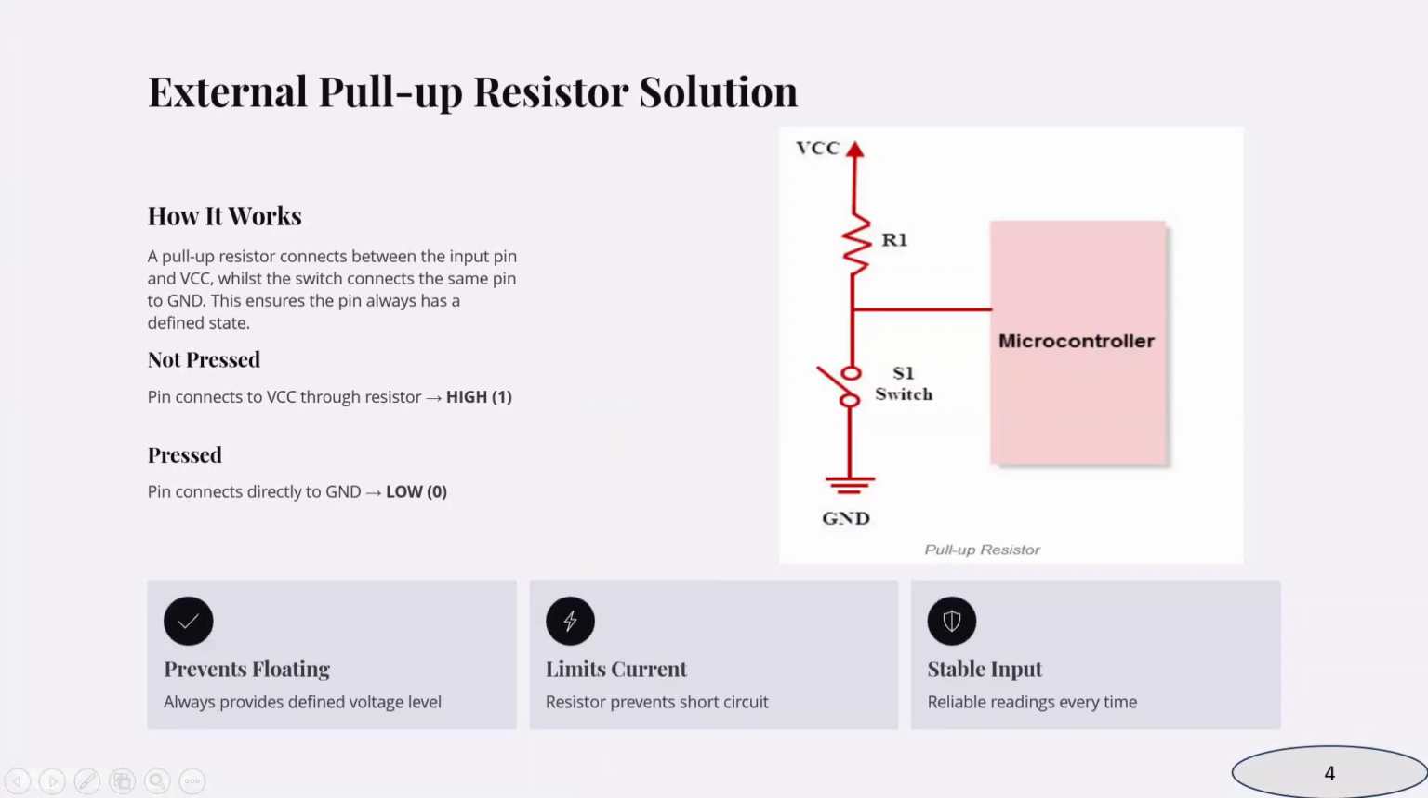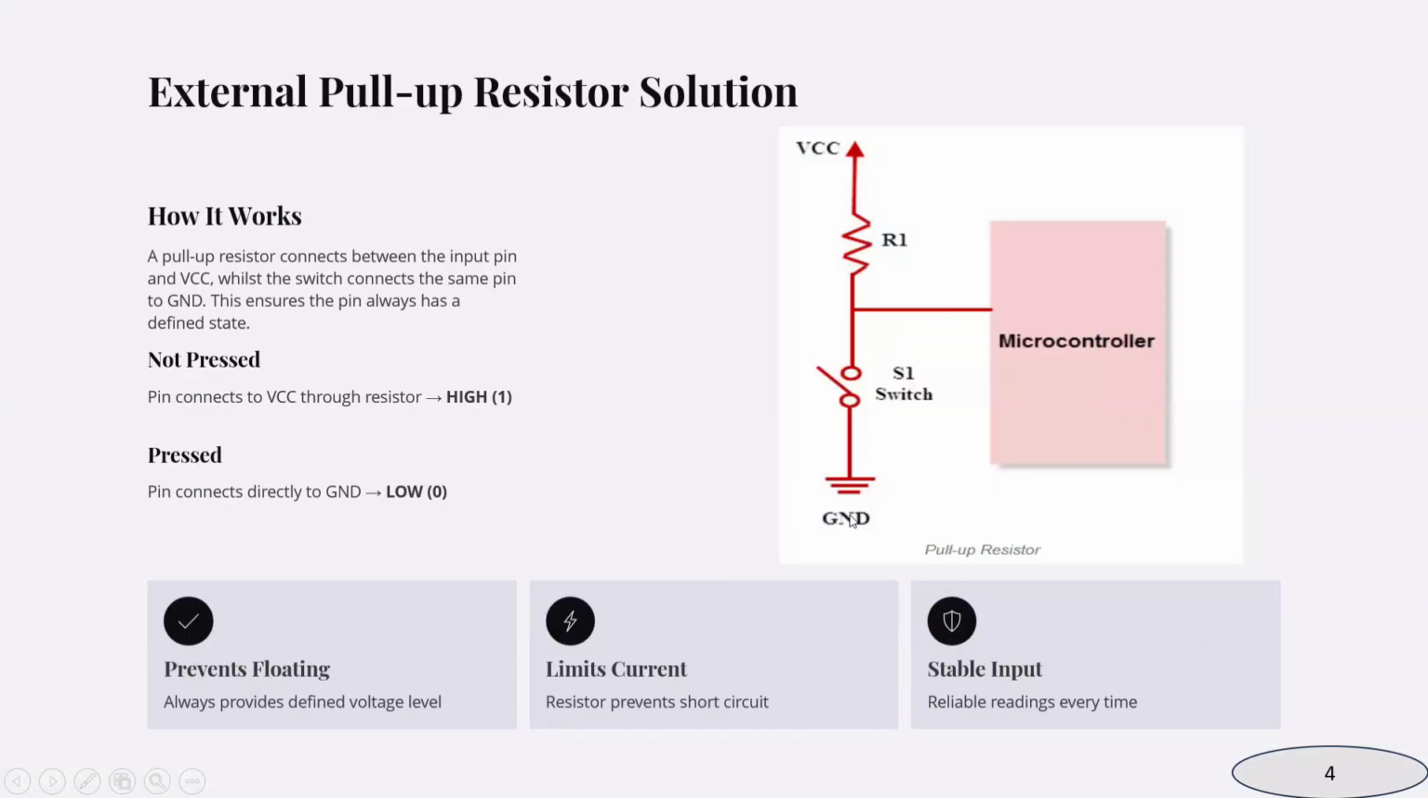So first of all, to solve this problem, we are using pull-up resistor. So this one is the pull-up resistor. A pull-up resistor is connected between the input pin of the microcontroller and VCC, while the switch connects the input pin to ground. Clear? Once again, the pull-up resistor is connected between the input pin of the microcontroller and VCC, and the switch connects the input pin of the microcontroller to ground.